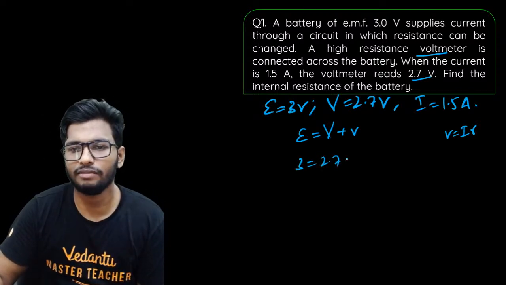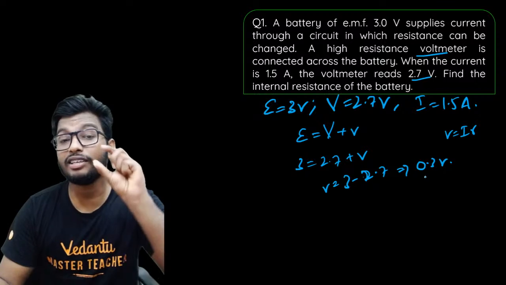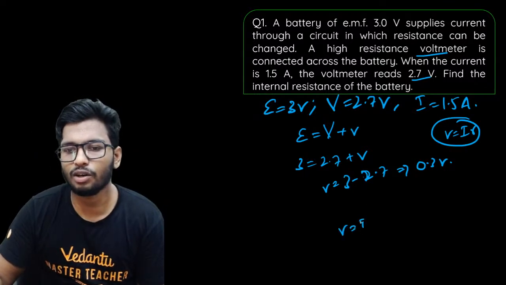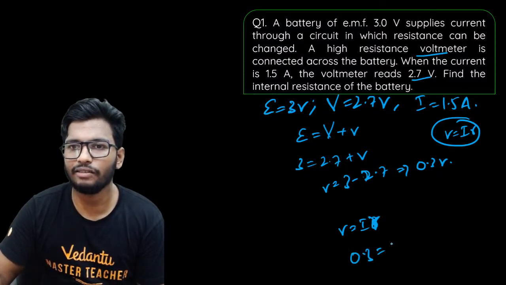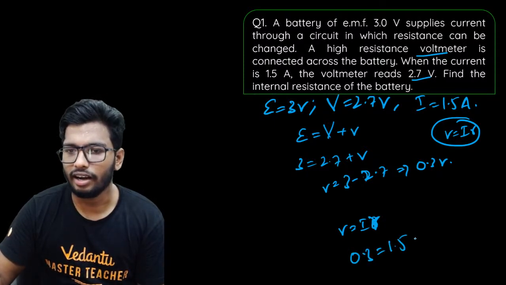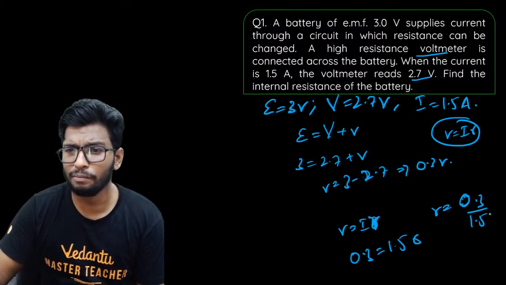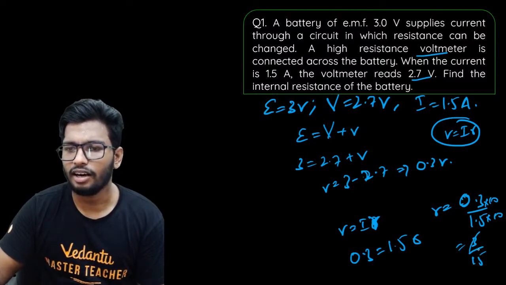So 3 is equal to 2.7 plus V. So what is V? 3 minus 2.7, which is what? It is 0.3 volts. That is the voltage drop. Now that you've gotten the voltage drop, put it in this equation. Very simple. V is equal to I into small r. So 0.3 is equal to, current is given as what? 1.5 amperes into r. So what is r? r is equal to 0.3 divided by 1.5, multiplied by 10. So 3 by 15. It's 0.2 ohms.